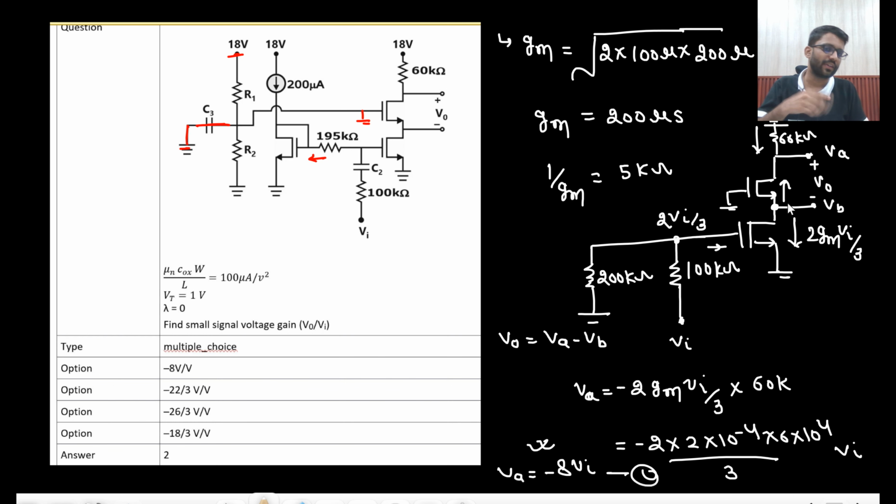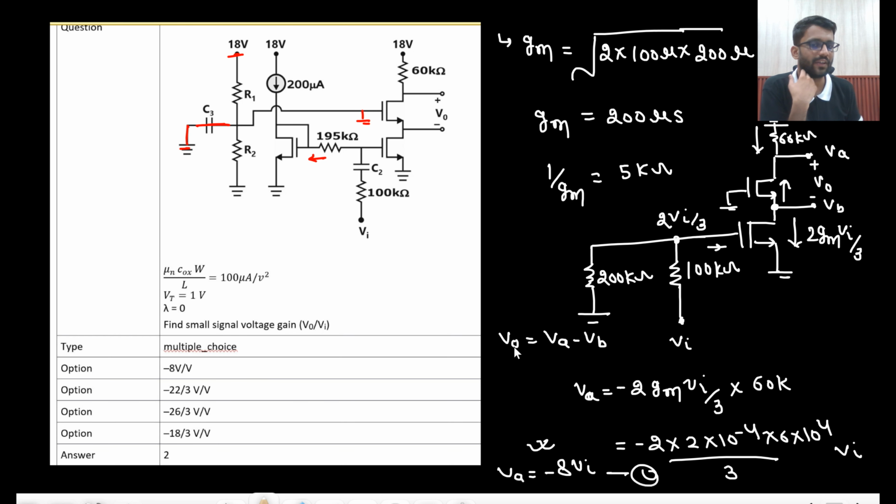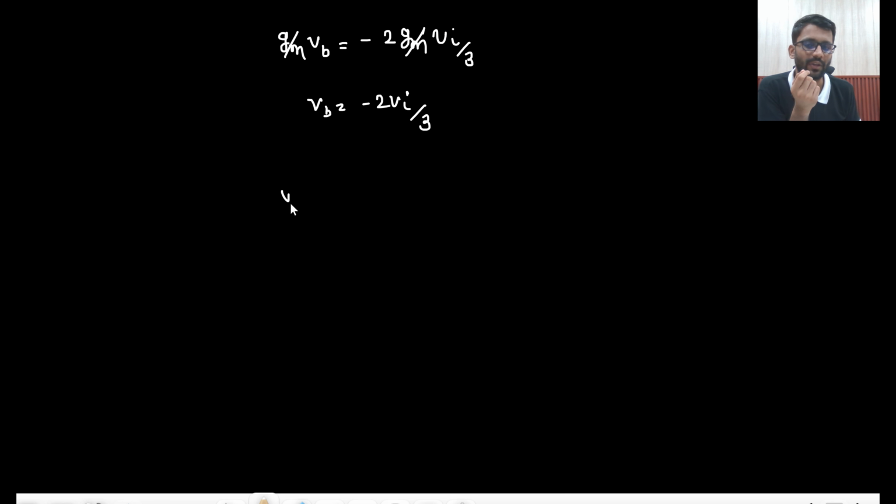Did you understand this point or not? In the upward direction you are having GM VB current. In the downward direction you are having 2 GM V in by 3 current. Both currents are equal, just the direction is opposite. So both are equated. From here what am I getting? VB is equal to minus 2 V in by 3. You should have the aptitude for solving these kinds of problems as well. So you have the VA value and the VB value, and V not you can simply write down.